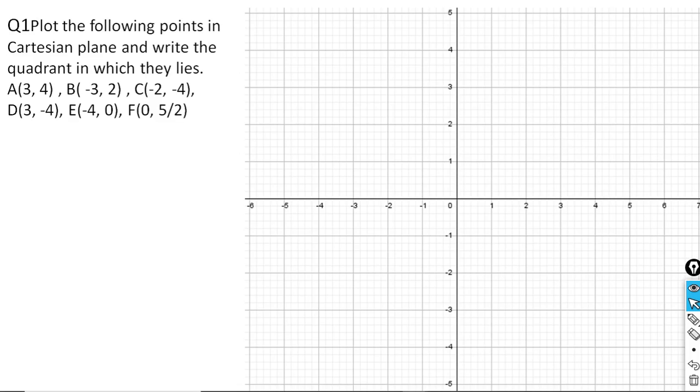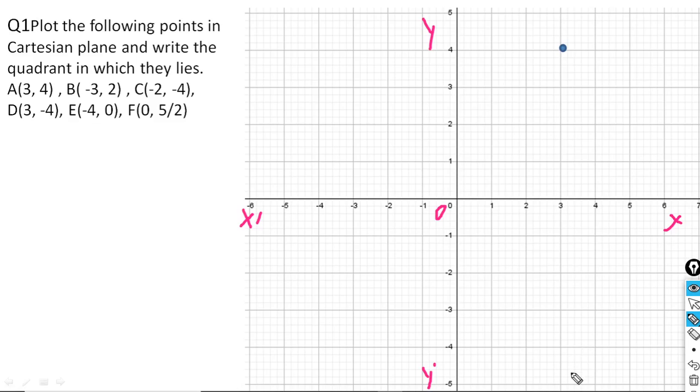In this first problem, you have to plot the points A, B, C, D, E and F in the Cartesian plane. So students, first of all, you have to draw a horizontal line which is the x-axis and a vertical line as the y-axis on the graph. Right hand side of x is positive, left hand side of x is negative, where the upward direction represents y. x dash, y and y dash. And in the center we have the origin.